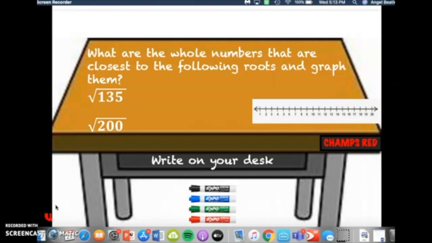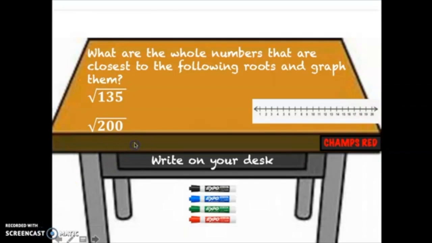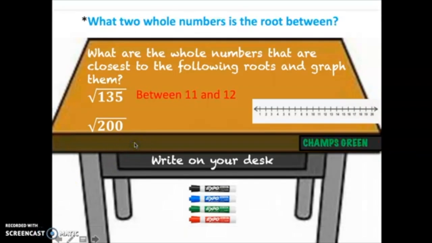All right. So, for this one, the root of 135 is between 11 and 12. 11 squared is 121. So if I were to graph this right here, and 12 squared is 144, it's going to be slightly between the two, 11 and 12. So that's going to be my 135.